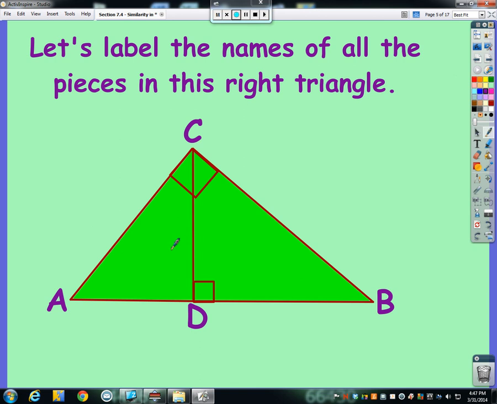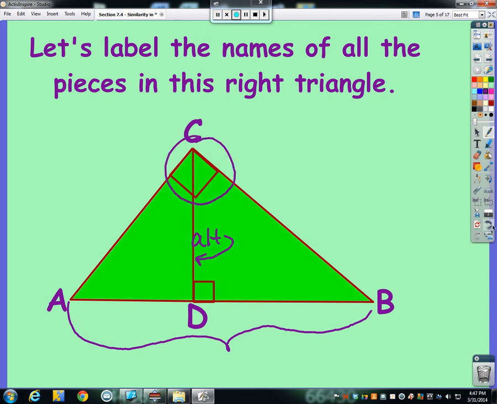Now, number one, we called this piece the altitude, right? It went from a vertex to an opposite side and made a 90-degree angle. That was the altitude. Now, considering this whole thing is one big right triangle, this piece right here would be the side opposite the 90-degree angle in a right triangle, aka that's the hypotenuse. Now, what did we call the other two non-hypotenuse sides of a right triangle? Well, they were legs.